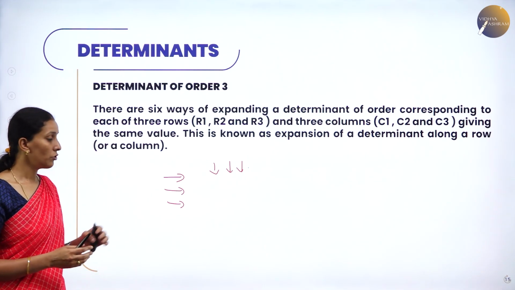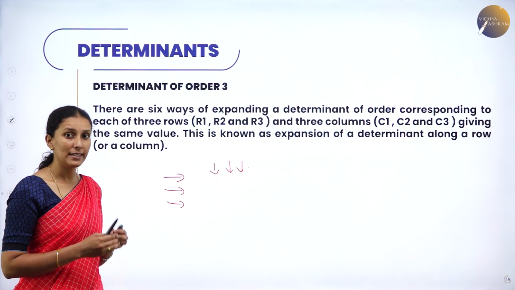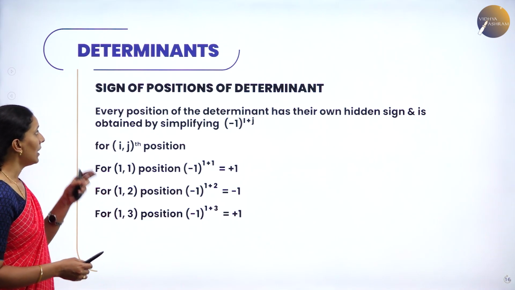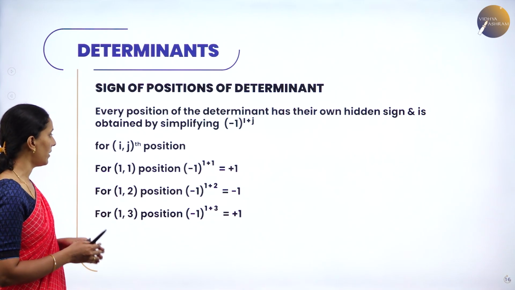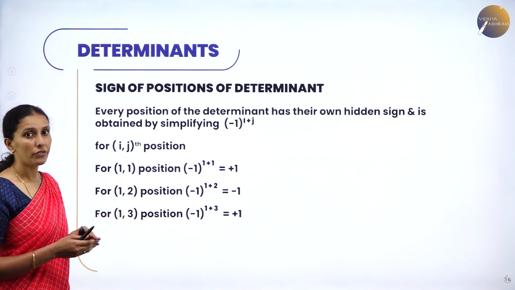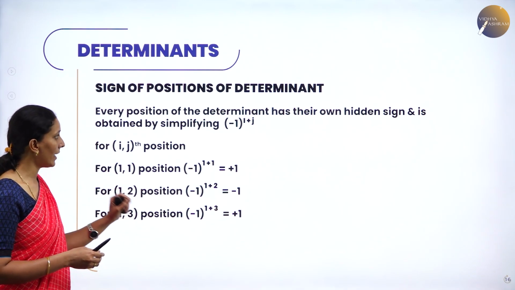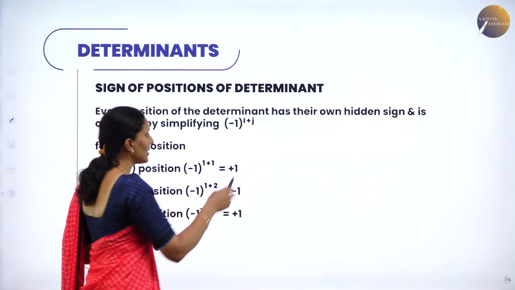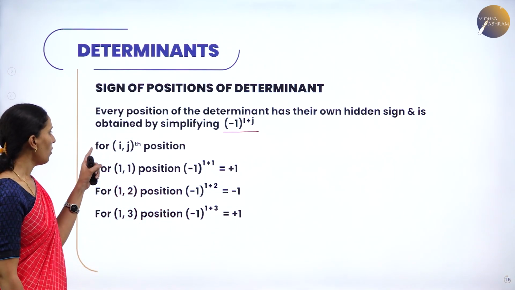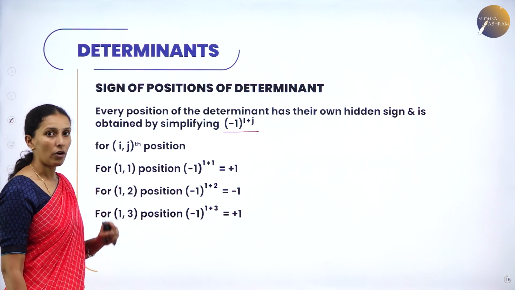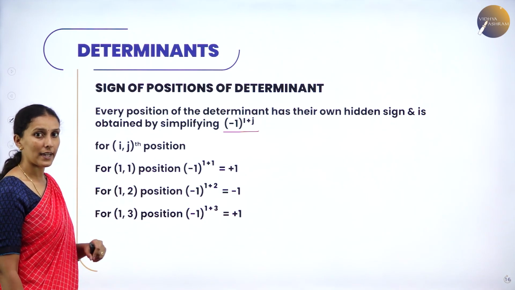But for the expansion, you can choose any one row or any one column which will give you the same value here. So now let us see the sign of the positions of element inside the determinant. So here every position of the determinant has their own sign that is either positive or negative, and it is given by minus 1 to the power i plus j here. Now, the i and jth position, we have studied in the matrix, that is i and j represents the position of an element inside the matrix.